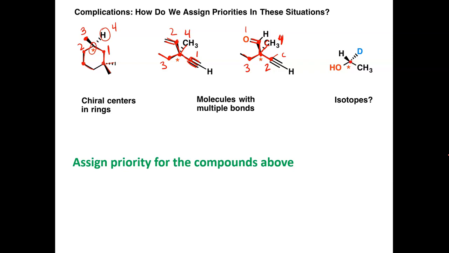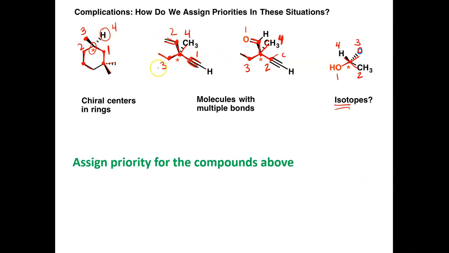Finally, we go here. This is a chiral center. We have a hydrogen, we have a deuterium, a methyl, and an oxygen. Hydrogen is a lower molecular weight, so that's 4. Deuterium has 2 neutrons in its nucleus, so that is actually heavier than a hydrogen, so that is 3. Oxygen is heavier than carbon, so the carbon is 2, and then the first priority is 1. So you have to take into consideration if we have heavy isotopes as well. Those get a higher priority than their lower molecular weight isotope counterparts.